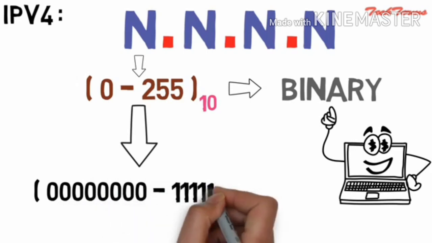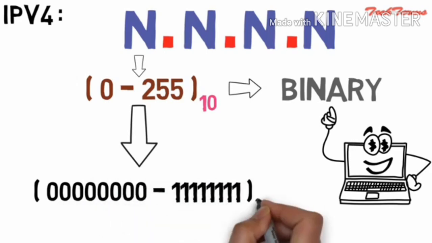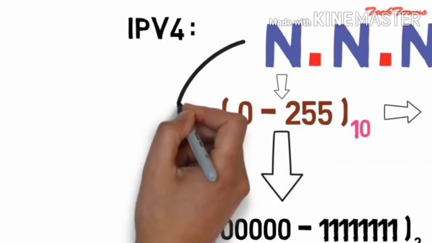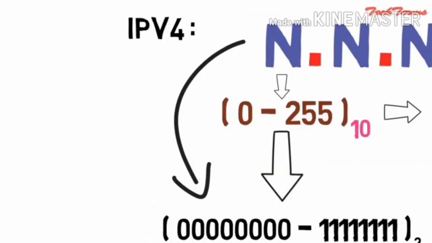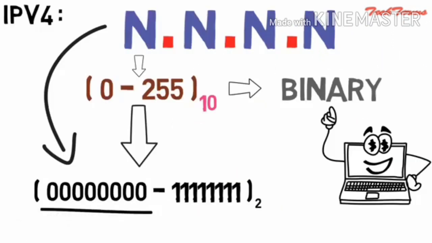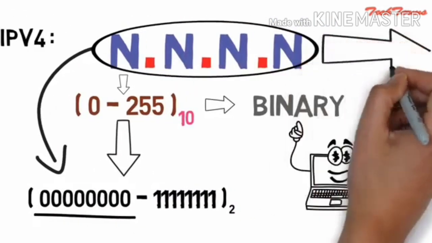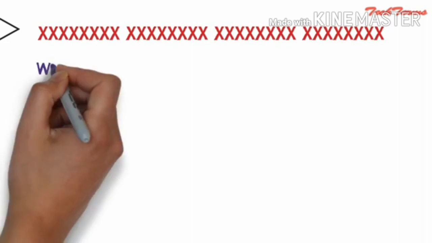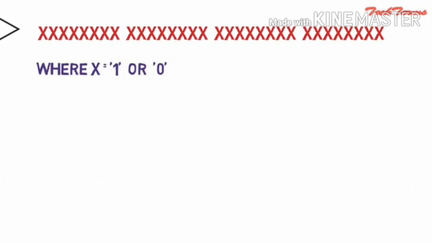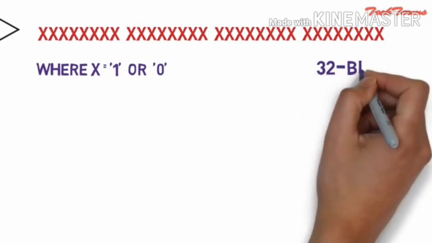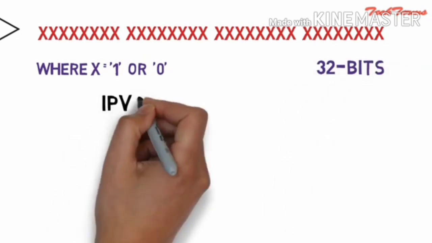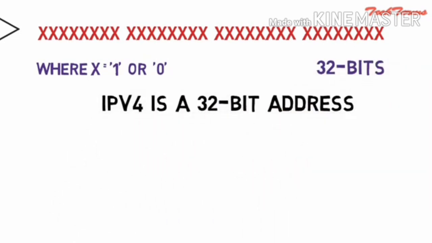00000000 to 11111111. Since each number is represented by a group of 8 binary digits, the whole IPv4 address is represented by a sequence of 32 ones and zeros, or simply I should say by a sequence of 32 bits. So IPv4 is a 32-bit address.